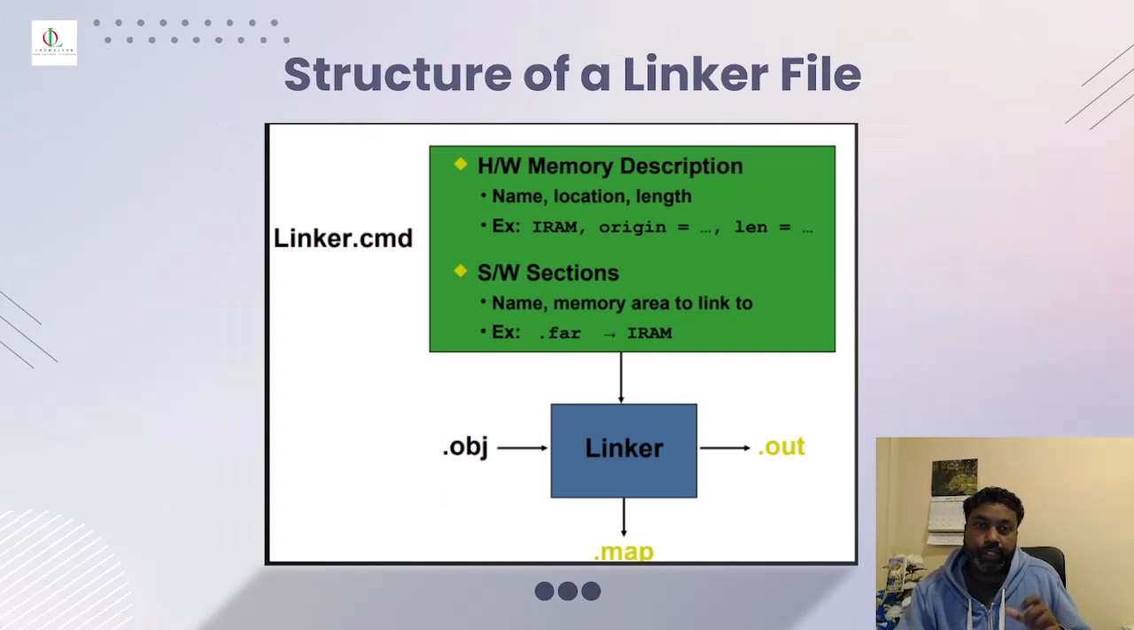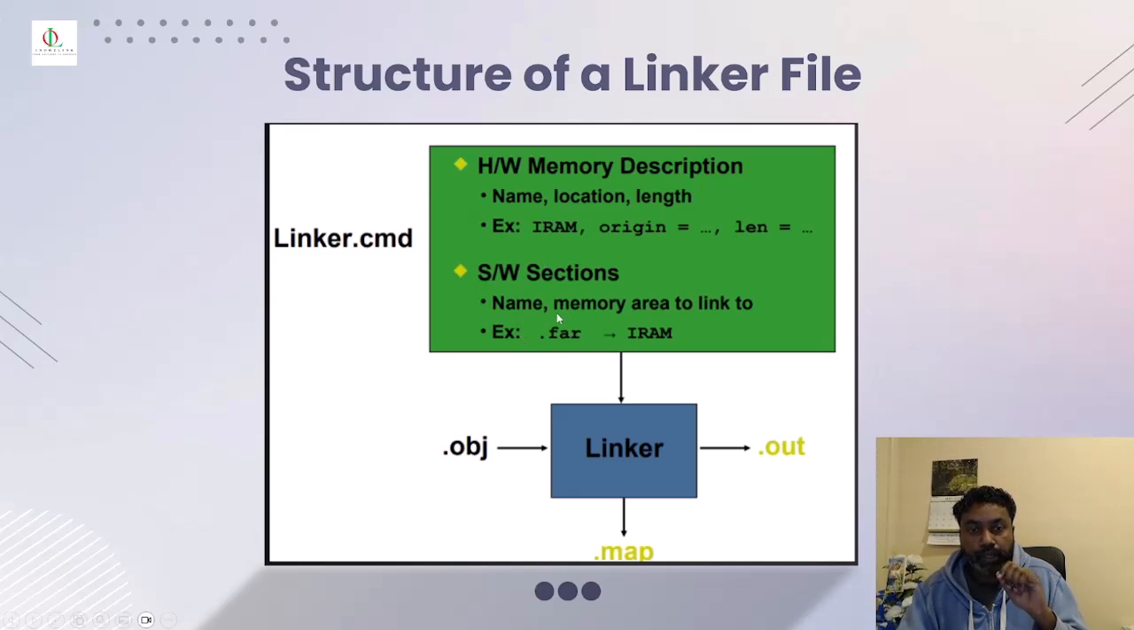Now let's see briefly the structure of a linker file. This is how the linker file starts. It all sits within a linker command .cmd file, which tells you the different hardware memory locations, their length, where each is going to sit, and it also declares the software sections. So the name of the memory, whether it's internal memory or external memory, etc. You will have both the hardware memory description and the software sections in the linker command file.